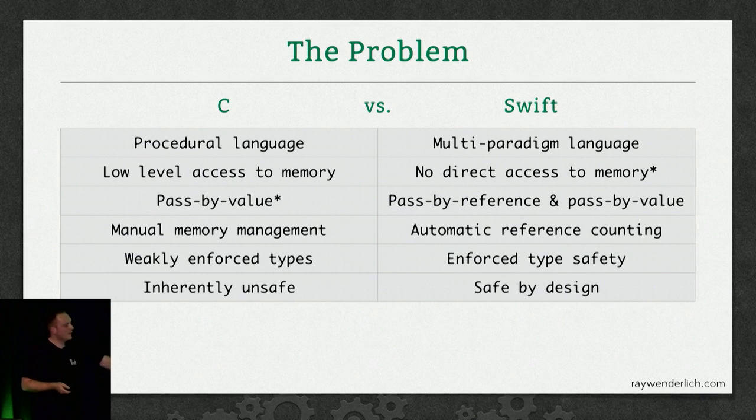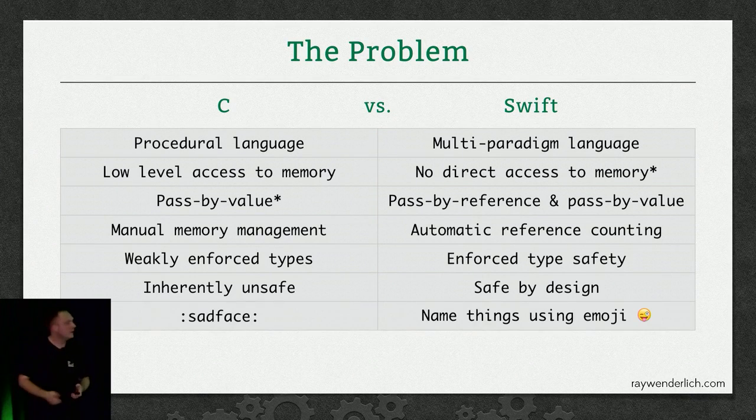So then all these things make C inherently unsafe. That's not to mean that you shouldn't use it. It just means that you should sort of tread carefully, whereas Swift is safe by design. And that's what we should focus on, and that's where a lot of the issues come from when we're trying to work with C from Swift.